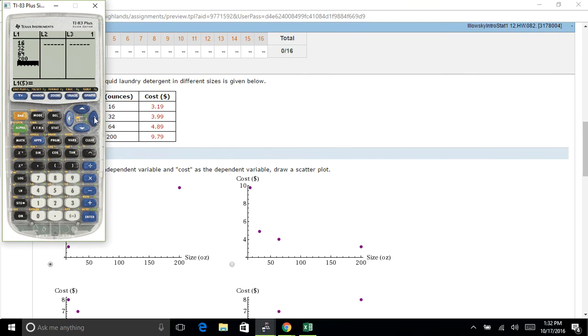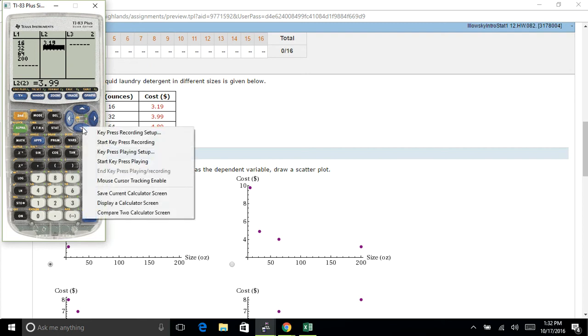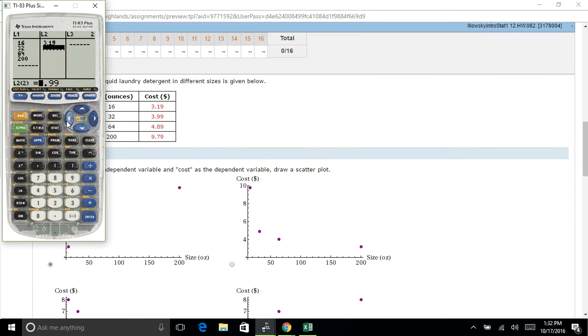Okay. And then over here we have $3.19, $3.99. Not $6.99, $3.99. Okay, and then we have $4.89. And then we have $9.79, okay? So I put those in.